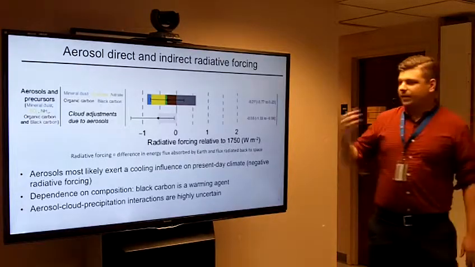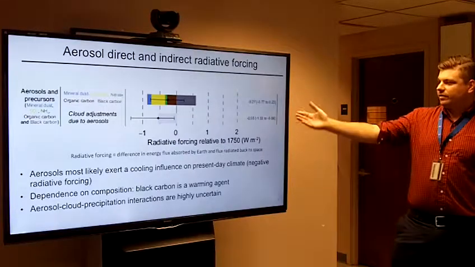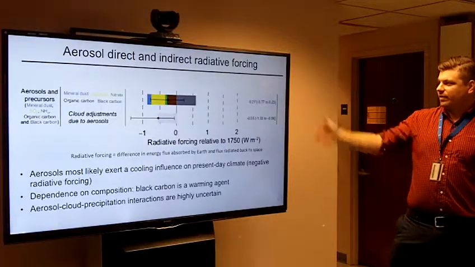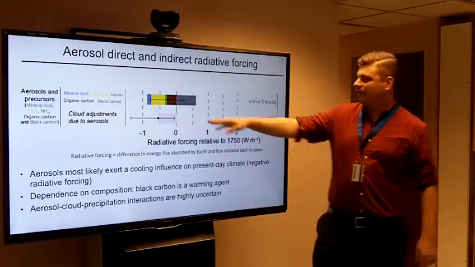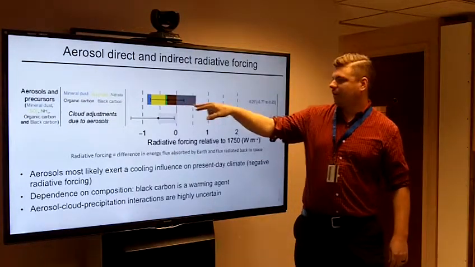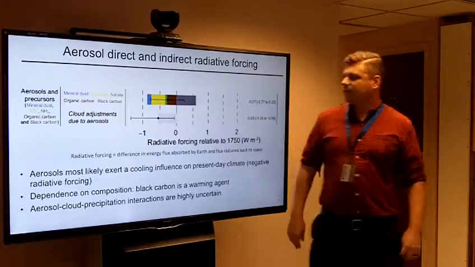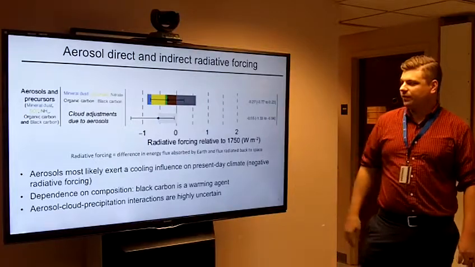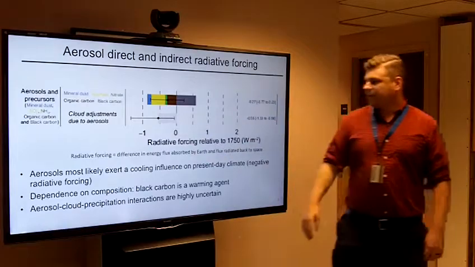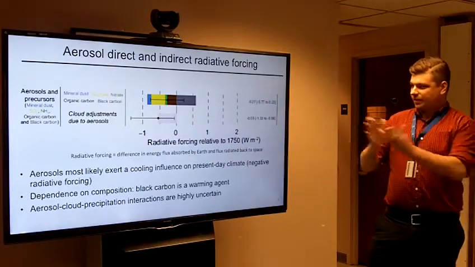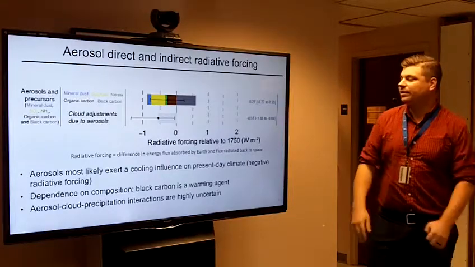Which is a good segue to show this figure from AR5, direct radiative forcing from aerosols and indirect radiative forcing. So black carbon, of course, is a warming agent. It's this bar right here. The other aerosol species mostly show up as cooling, so a negative radiative forcing. And then the cloud effect here is also thought to be negative, and has a very wide uncertainty range, even wider, I guess, than the direct effect.